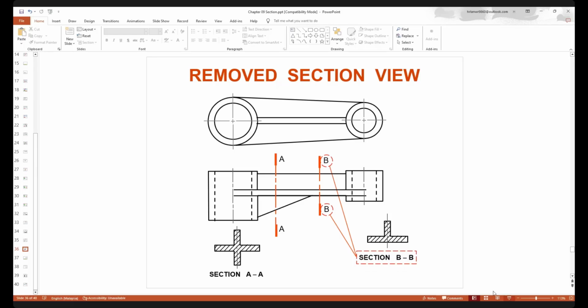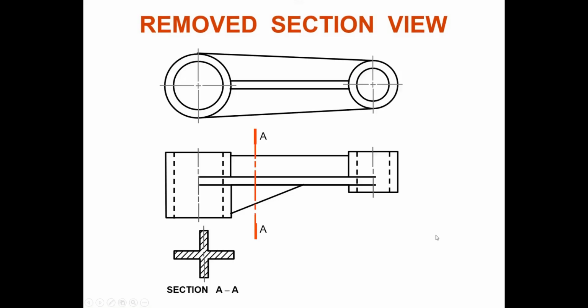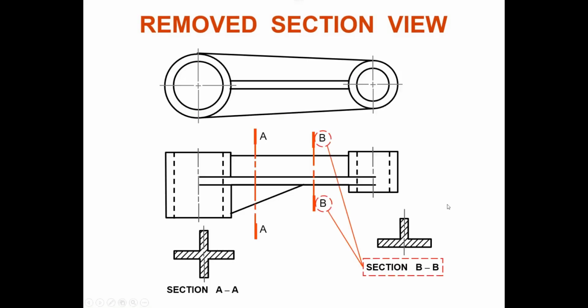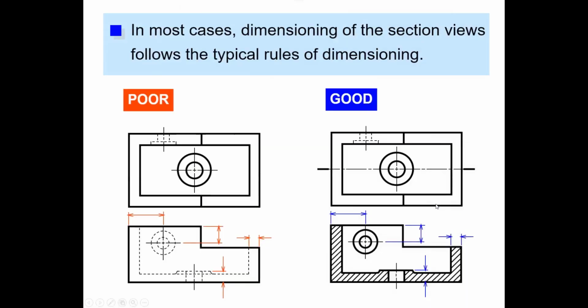Alright, sikit lagi. Okay, I already explained this one. This is remove section. Alright, dimension in section view. Okay, class. Boleh buat lagi, class. Is it okay?